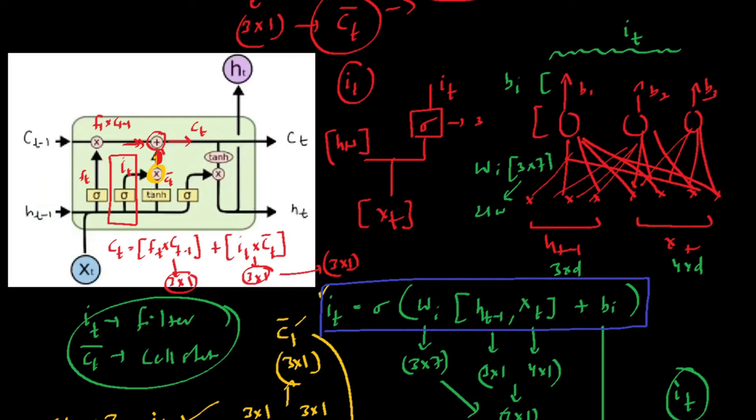CT bar and IT. There is a pointwise cross operation, and that final operation goes through a plus operation with the FT cross CT-1 that comes from the forget gate output. And then finally, your CT is nothing but this part, which is FT cross CT-1, and this part, which is IT cross CT bar, which is a 3x1 plus 3x1, which is a 3x1 matrix. So eventually a 3x1 goes here. Now in your output layer, which is potentially the last layer, which is this part, here we will be talking about a few other things in the next video.